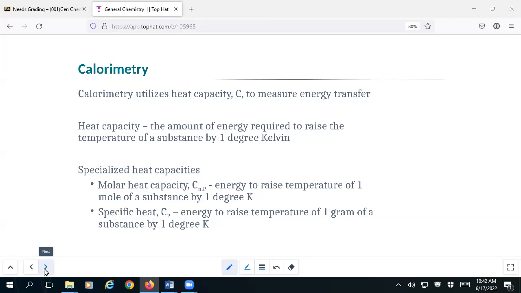Now, generally speaking, we tend to focus more on the specific heat just because it's a heck of a lot easier to measure. It's a lot easier to measure the mass of something, or as we did, the volume of something and then apply the density. It's a lot easier to go in that world than to be constantly converting grams into moles.